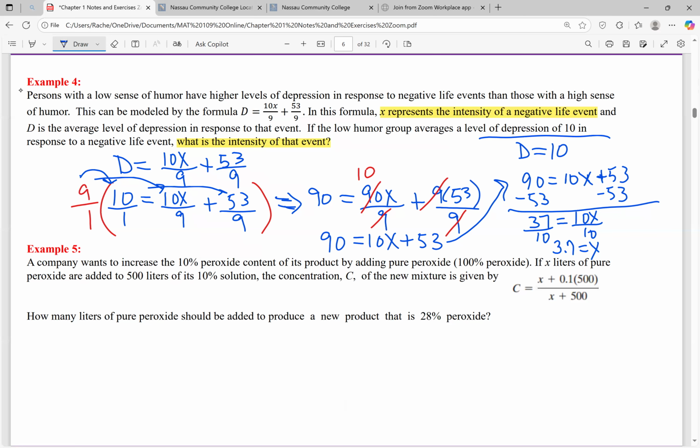So the intensity level would be 3.7 in order for the average level of depression to be 10 in this group.